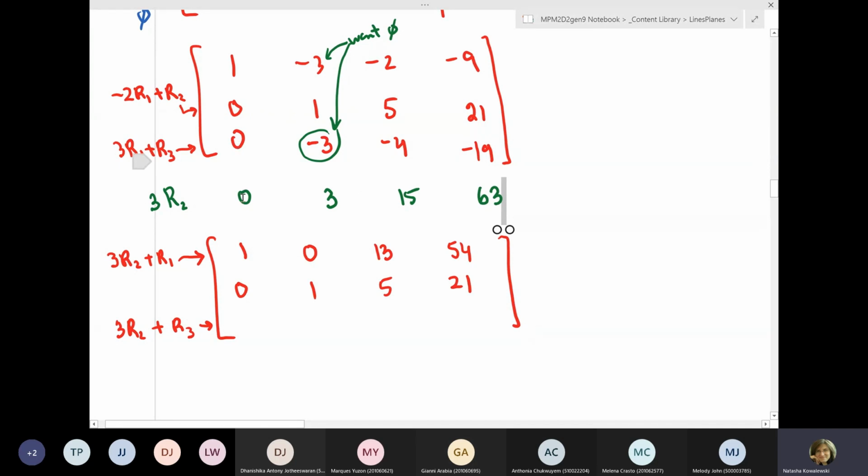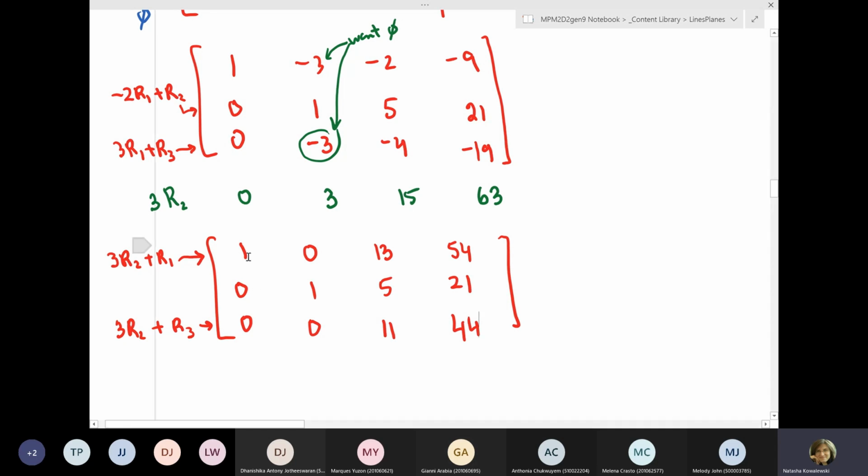So 0 plus 0 is 0. Notice how I did not mess up my first column. It's still 1, 0, 0. And now let's continue. -3 plus 3 is 0. So notice how my second column is already what I wish it to be. 1 in the middle, 0 above, 0 below. Let's continue adding. -4 with 15 is going to be 11 over here. And then 63 minus 19, 44. Any questions so far?